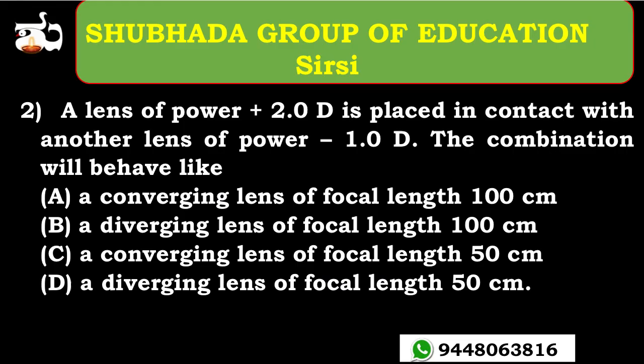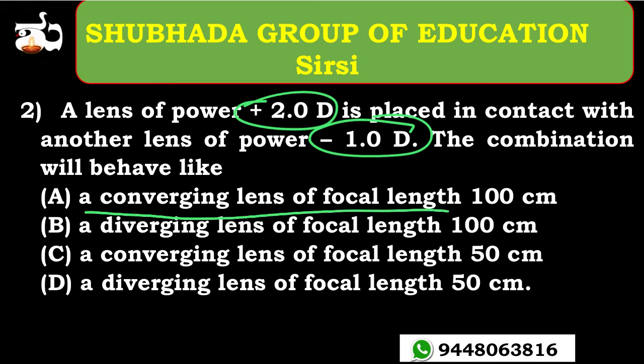Let me look at the next problem. A lens of power plus 2 diopter is placed in contact with another lens of power minus 1 diopter. The combination will behave like, correct? Options are there here. It is a convex lens, that's the reason it is a converging lens. Clearly it is 100 centimeter, exactly right. 1 meter must be equal to 100 centimeter. So option A is the right answer for this question.